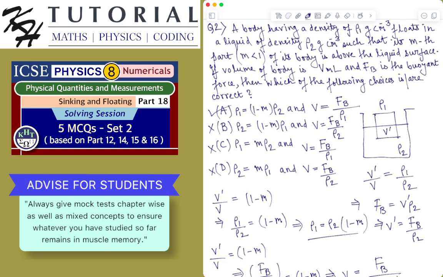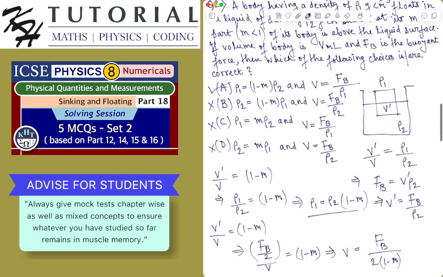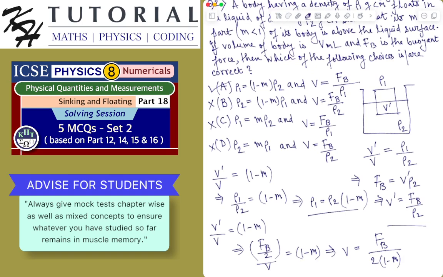The buoyant force will be equal to the weight of the displaced liquid, and if V dash is the volume of the immersed part of the body, V dash is also the volume of the displaced liquid. So the mass of the displaced liquid will be V dash rho 2, and the weight of the displaced liquid will be V dash rho 2 gram force, which is given to be Fb. So we can say that Fb is equal to V dash rho 2. So from here we can clearly get V dash is equal to Fb by rho 2.